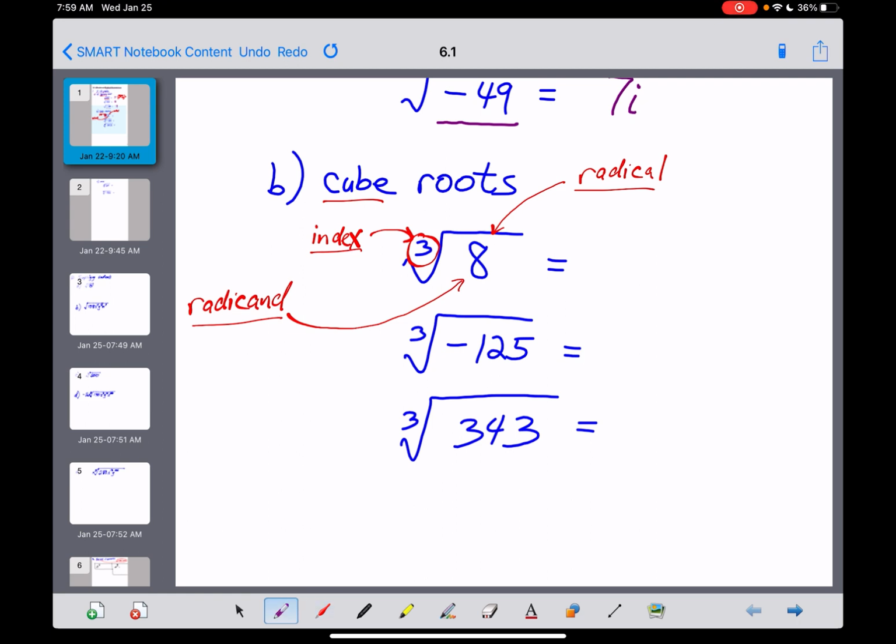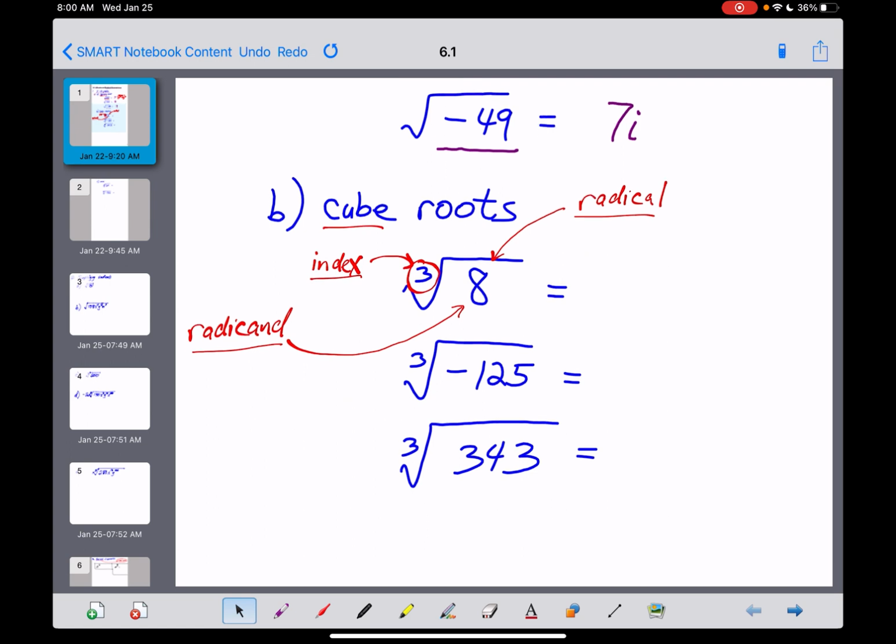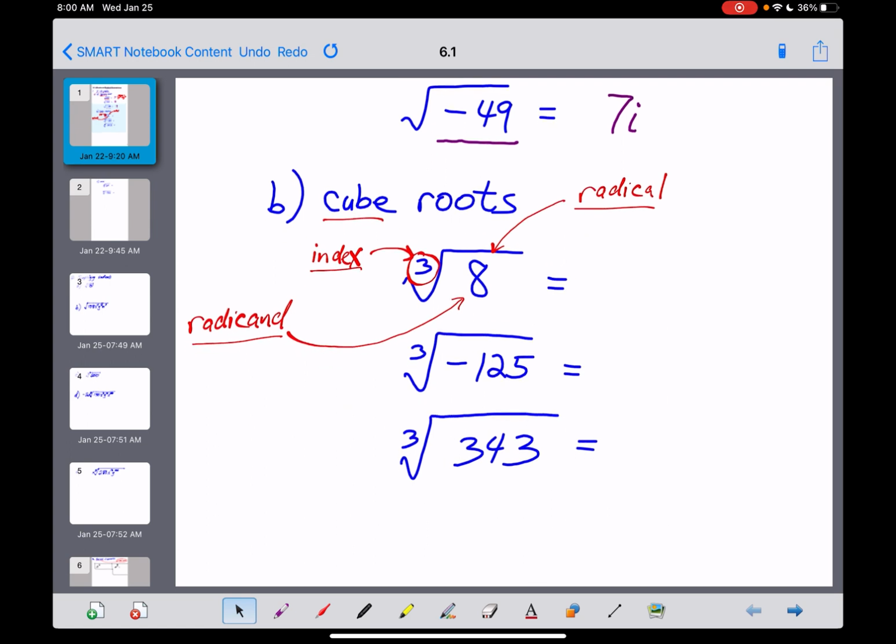So let's answer this question here. What is the cube root of 8? Well, the question now is, what number raised to the third power is going to get us an answer of 8? So now, instead of thinking about perfect squares, like we saw in the previous set of problems, such as 25 and 144 and 49, all of those numbers were perfect squares. Now we have to start talking about a group of numbers called perfect cubes. So we're wondering now, is there a number times itself again that equals 8?